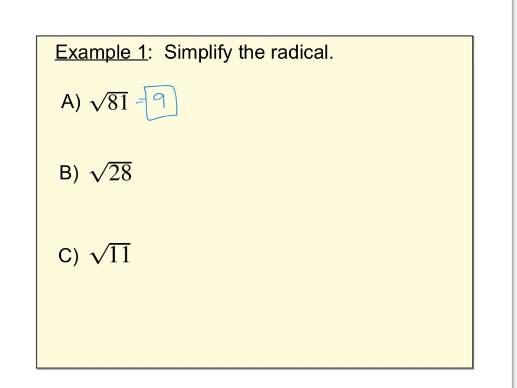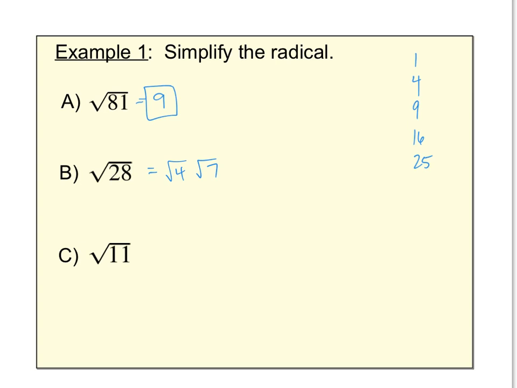Part B, 28 is not a perfect square. So I'm going to make a little list here. 1 squared is 1, 2 squared is 4, 3 squared is 9, 4 squared is 16, 5 squared is 25. Do any of these numbers divide into 28? Well, 4 does. So think about 28. If you multiply 4 and 7, 4 times 7 is 28.